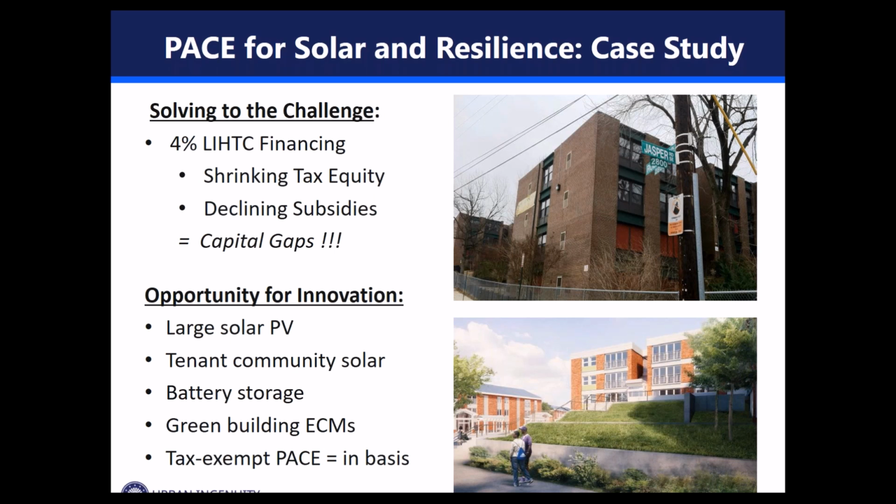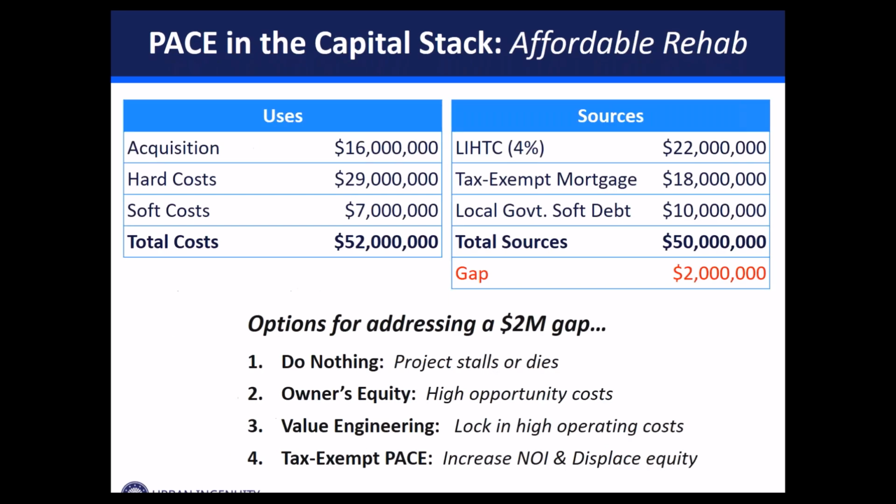On this design, we actually ended up putting in about 600 kW of storage and a very deep ability to finance other green building energy conservation measures, and also to look at tax-exempt financing. And that's an innovation. In the District of Columbia, we did the first low-income housing tax credit project that was closed with PACE. It was a 9% deal.